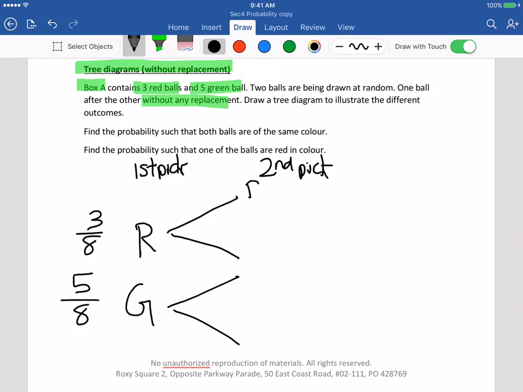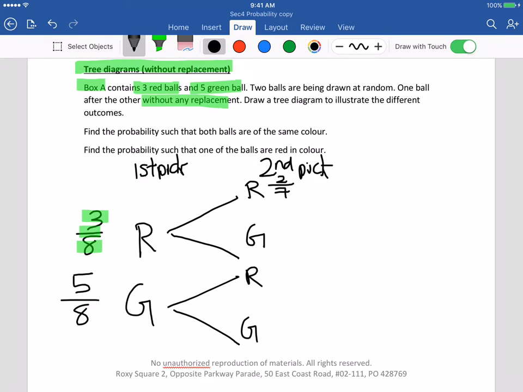So it can be either red or green on the second pick again. What's the probability of you getting a red on the second pick? There are only 3 red balls. If the first ball you pick is already red, what's the probability of getting another red on the second try? It will be 2 over the total number of balls, which should be 7.